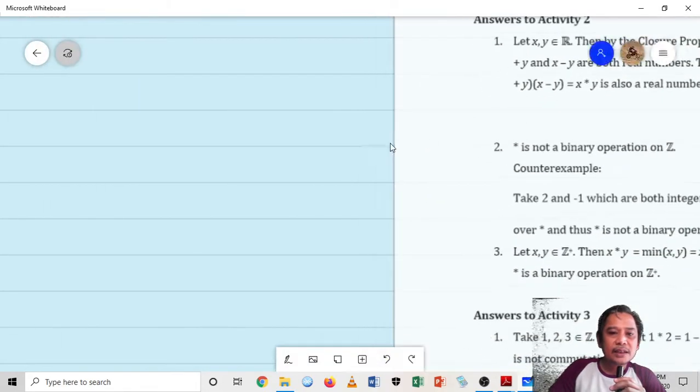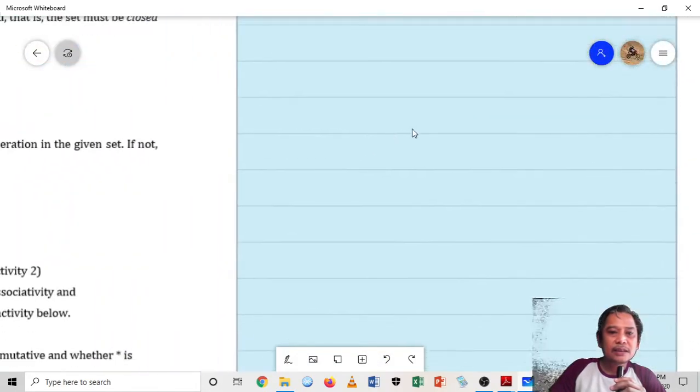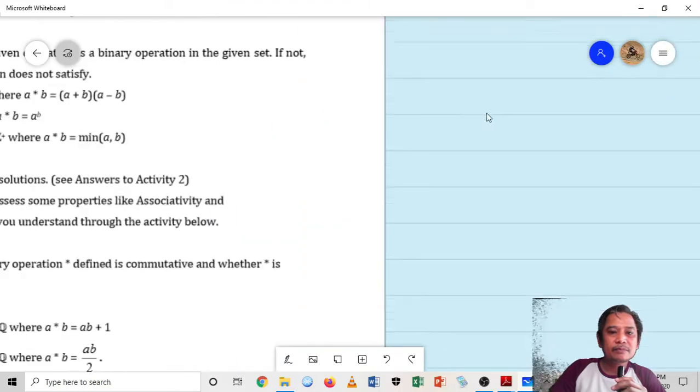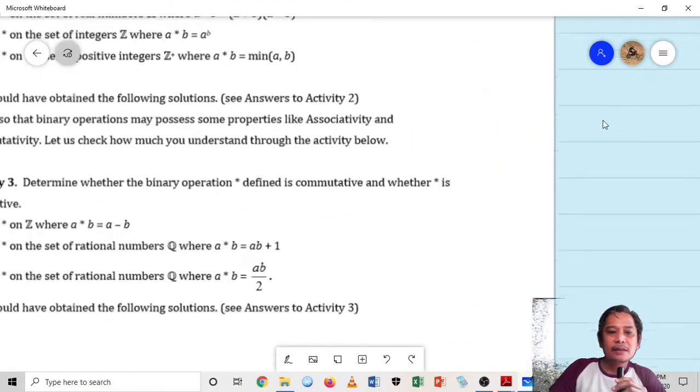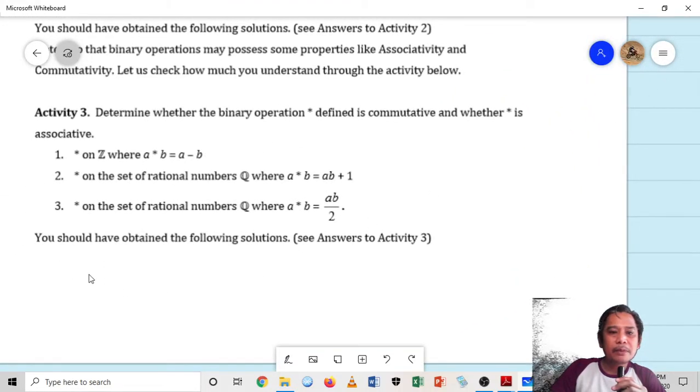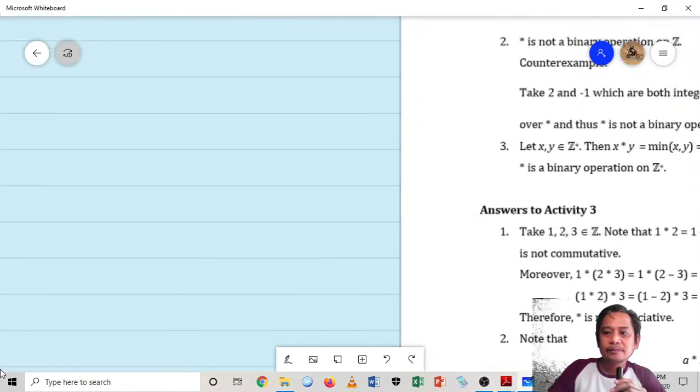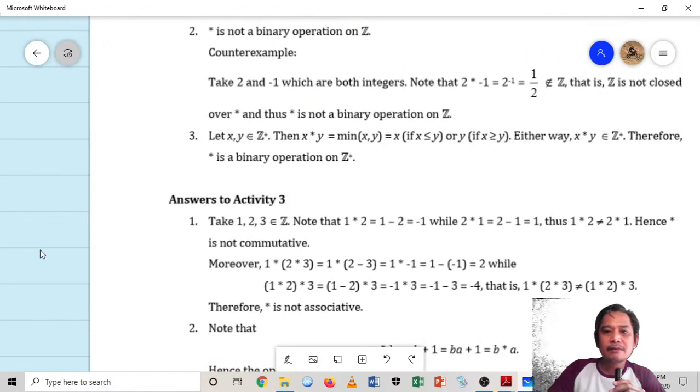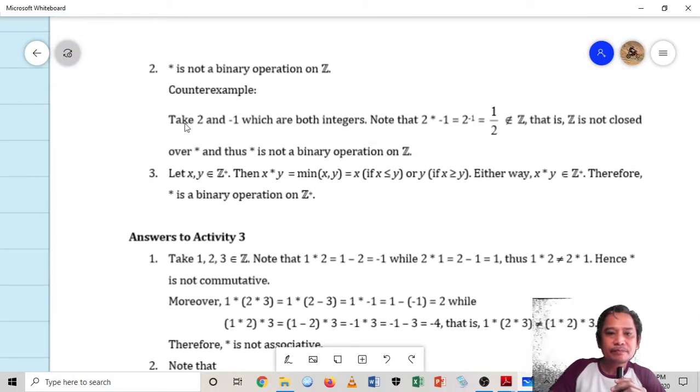Okay. Let's try number 2. Number 2, the operation is defined as follows. Asterisk on the set of rational numbers where A operation B is the product AB plus 1. So here we have the solution.